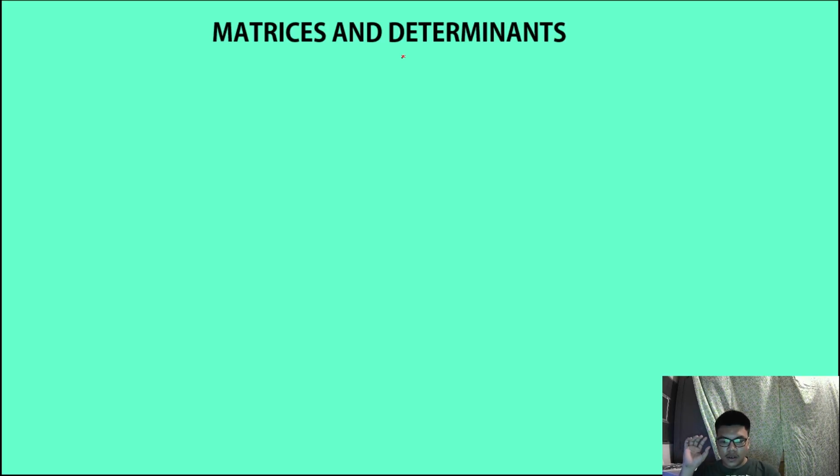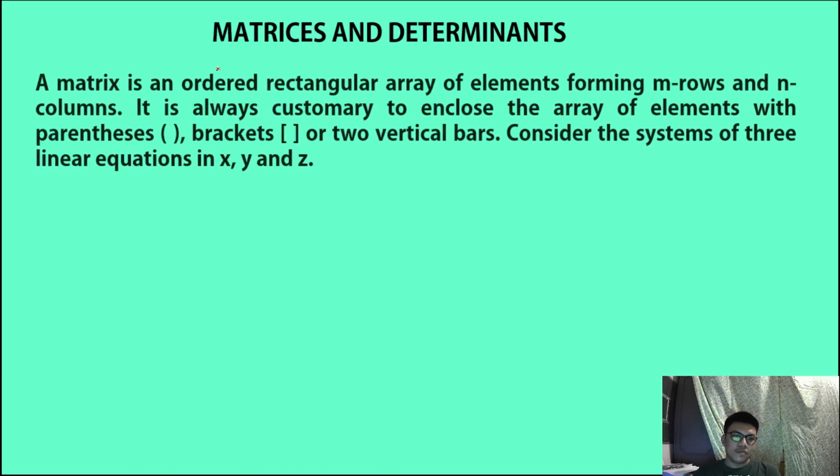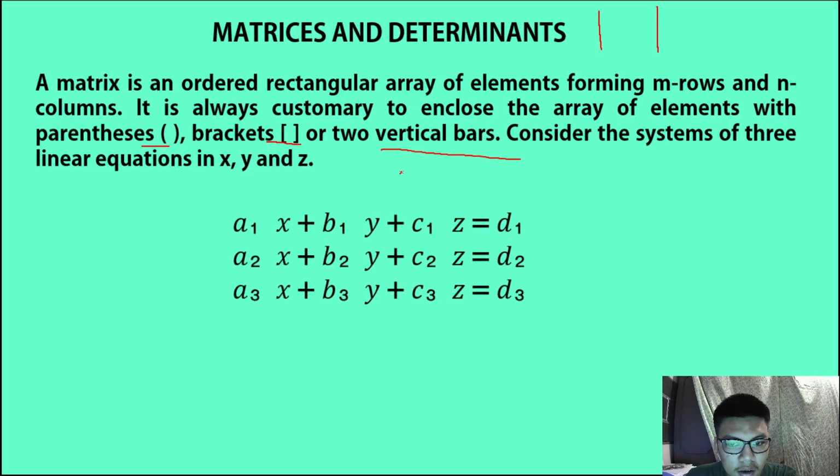So, this is one way in solving systems of linear equation, ano. A matrix is an ordered rectangular array of elements forming m rows and n columns. It is always customary to enclose the array of elements with parentheses or brackets or two vertical bars. Okay? Pwede yung ganun lang, ano? Okay. Consider the systems of three linear equations x, y, and z. Okay, so halimbawa meron tayong tatlong equation. Equation 1, equation 2, equation 3.